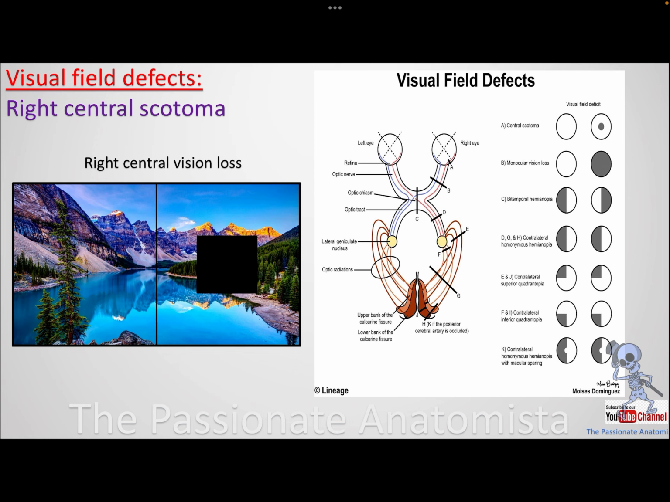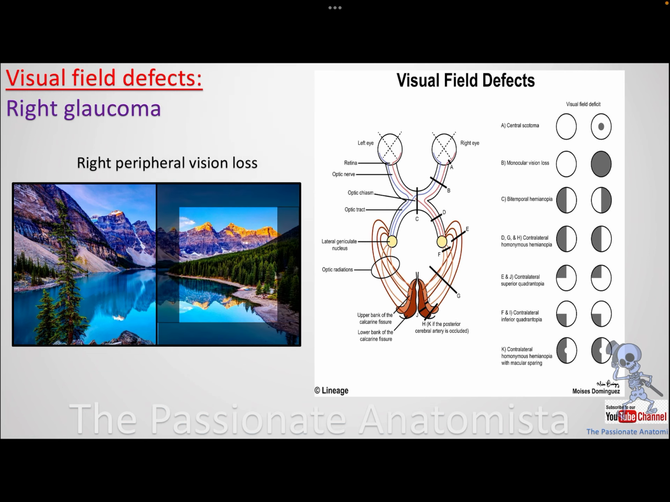If I have a problem with the fovea centralis, the central vision, I'm gonna lose the central vision of that eye. So if I have what we call the central scotoma, right central scotoma, I will lose the central vision of the right eye. The left eye is going to be normal, the right eye periphery is going to be fine, but the central vision is going to be lost. This is the first thing we have.